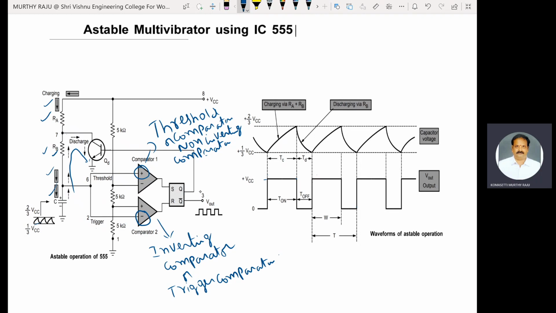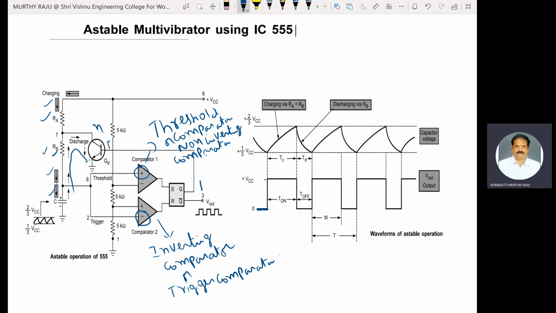Operation: the output V out here is low. V out means Q dash, so Q dash is low, and Q is high.